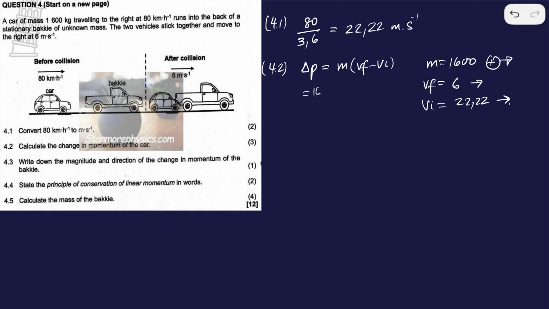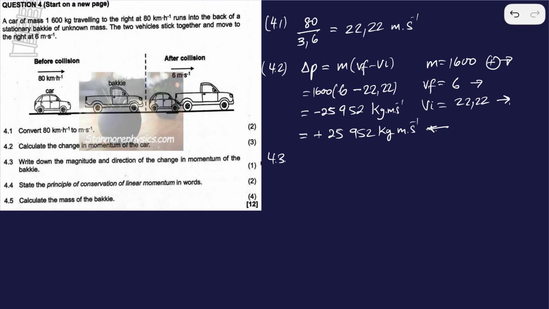So the mass is 1,600, the Vf is going to be positive 6 because it's to the right, and then minus the 22,22, and that's going to equal negative 25952 kilograms meters per second. Now remember that this is to the right, so we can't leave our answer like this. We need to change it to positive 25952 kilograms meters per second, and that's going to be to the left.